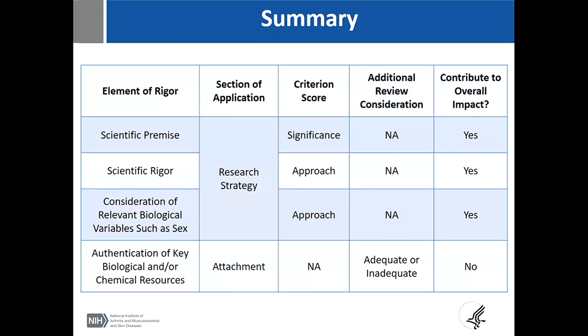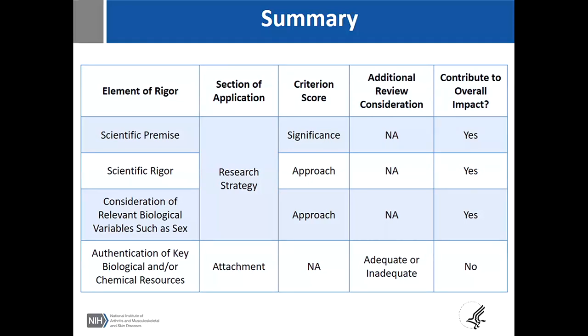As you'll see, premise, rigor, and consideration of variables all fall within the research strategy section of your application. The authentication of key biological and chemical resources is a separate attachment. The same is true for the vertebrate animal section.